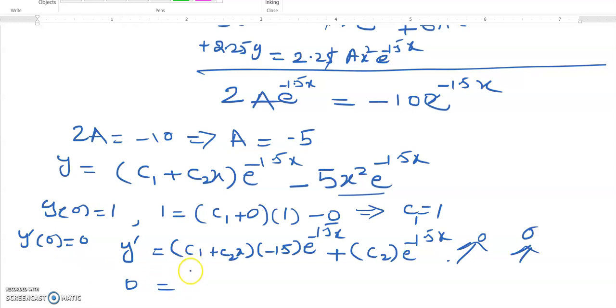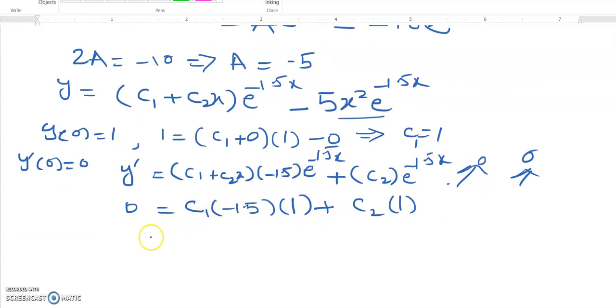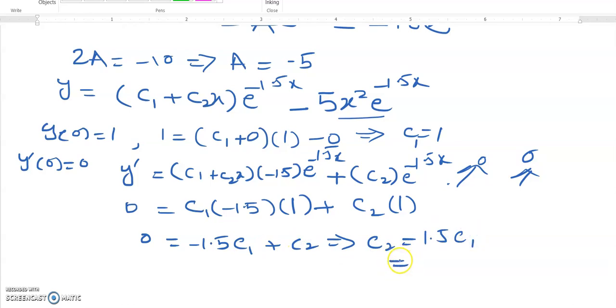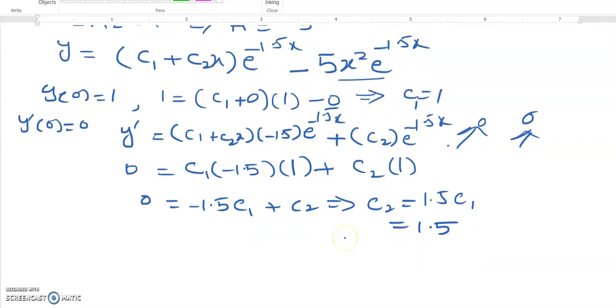So 0 is equal to c1 times minus 1.5, and the c2 x term will be 0, and then c2, and this term will be 1, because this term comes from e power minus 1.5x, so that will be 1. So now I have 0 is equal to minus 1.5 c1 plus c2. So c2 is equal to 1.5 c1. We know that c1 is 1, so c2 is equal to 1.5.